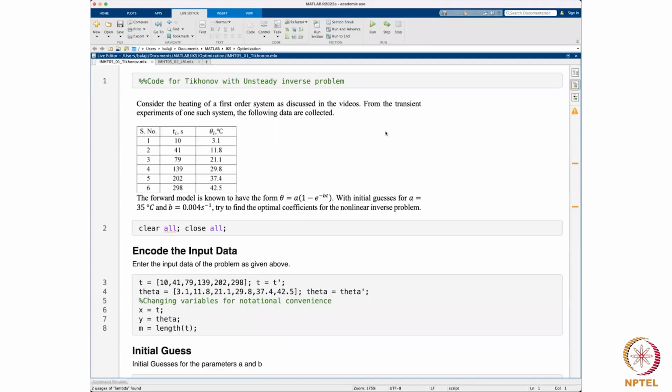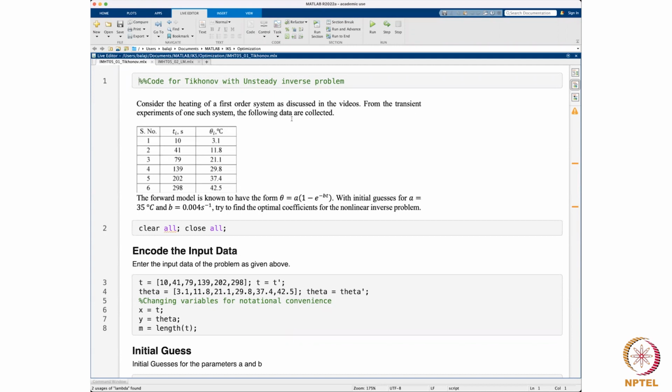Welcome back. We are looking at the code for Tikhonov regularization as well as Levenberg-Marquardt regularization, or Levenberg-Marquardt for Gauss-Newton, in this video. As we had discussed in the class, the basic idea of both Tikhonov as well as Levenberg-Marquardt is to modify the basic Gauss-Newton algorithm so as to make it a little bit more stable.